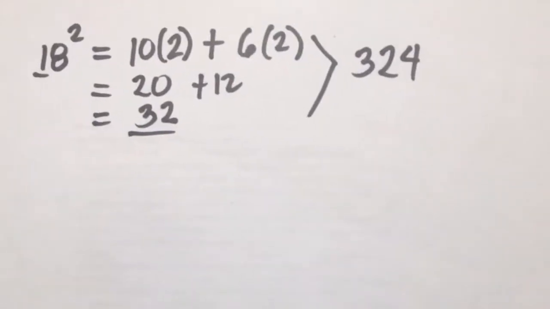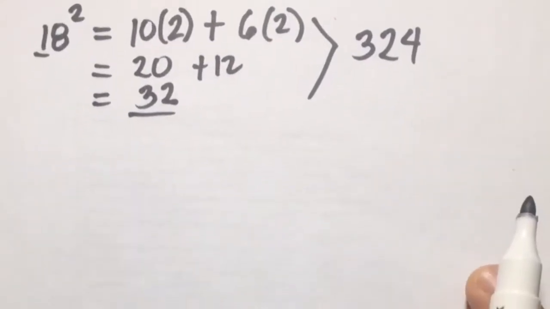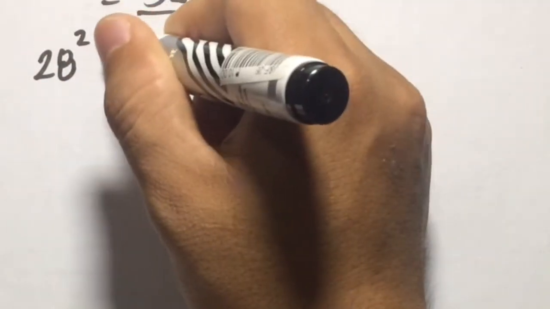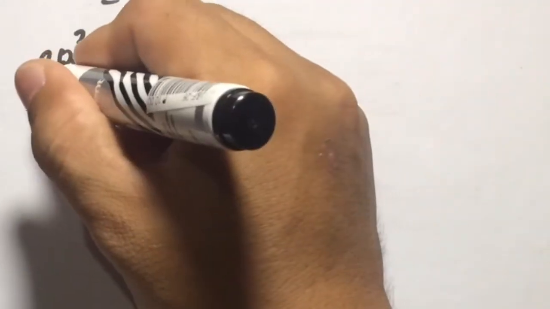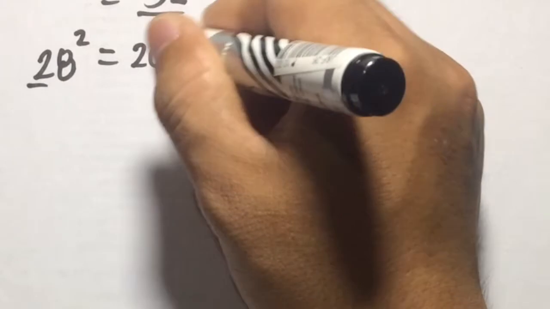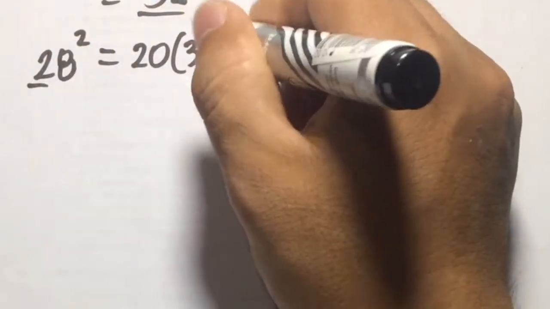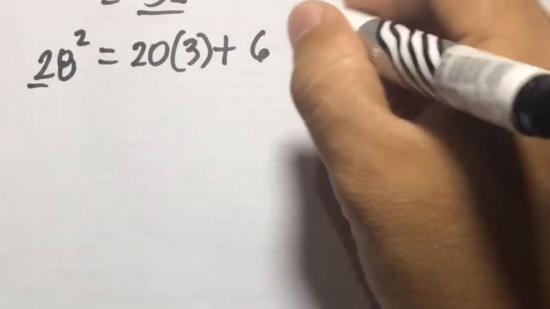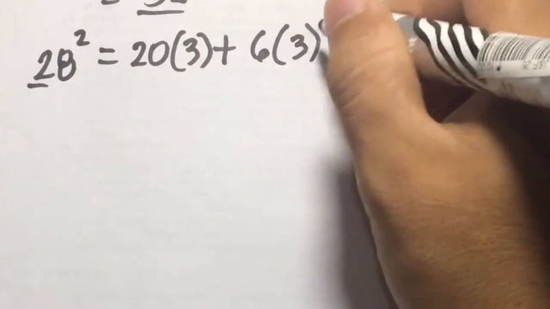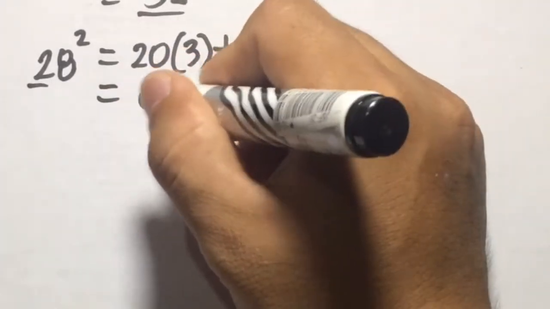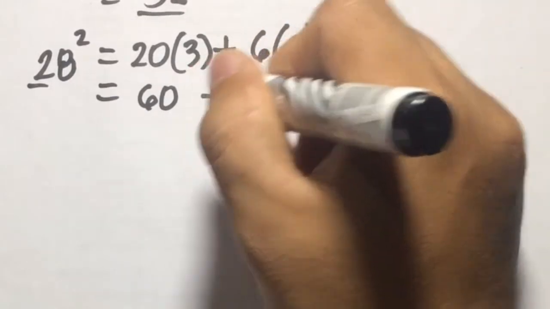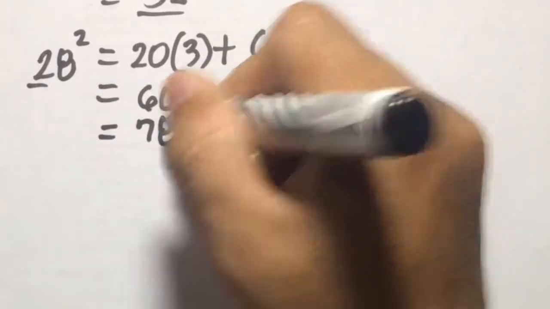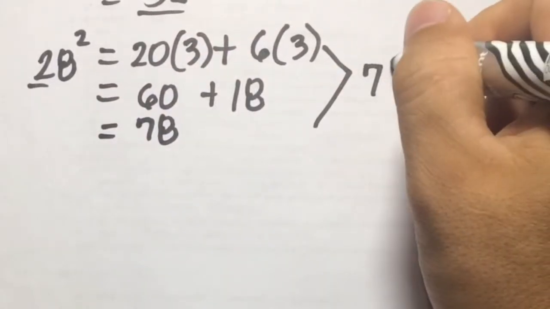So another example, let's have 28 squared. For 28 squared, the first digit is 2. So just add 0, so 20 times the next number after 2, which is 3, then plus the constant 6 times 3. 20 times 3 is 60. Then 6 times 3 is 18. 60 plus 18 is 78. So your answer here will be 784.